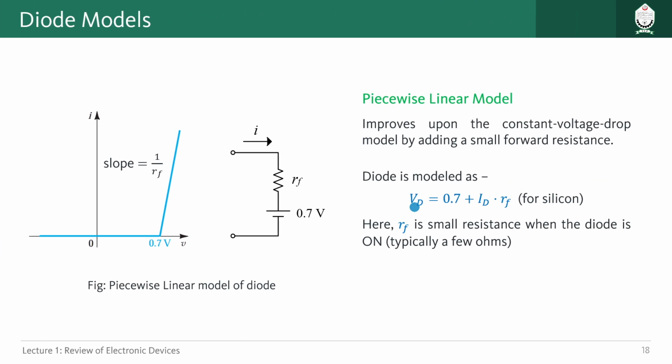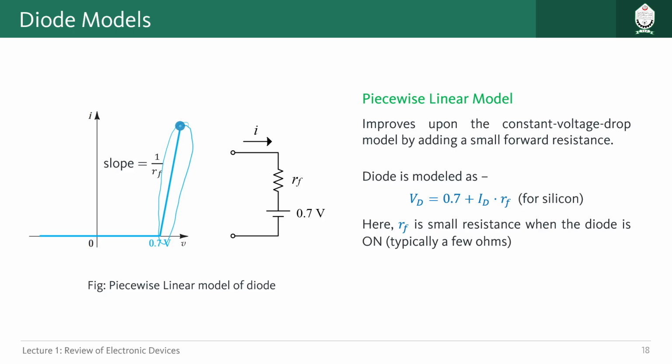Okay, so the next one, the piecewise linear model. This is basically a slightly better version of the constant voltage drop model. In the constant voltage drop model, we saw that after 0.7 volt we assume the diode is short circuited and acts like an ideal conductor with zero resistance. This is not the case. Obviously, whenever there is a path for electron flow, there should be some resistance. So this is modeled by this slightly inclined line here.